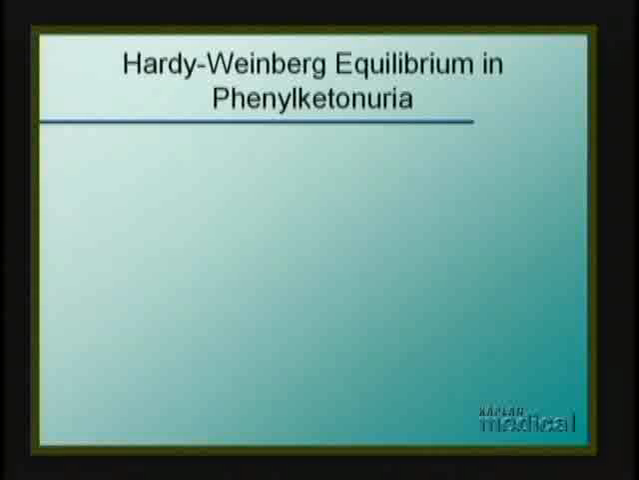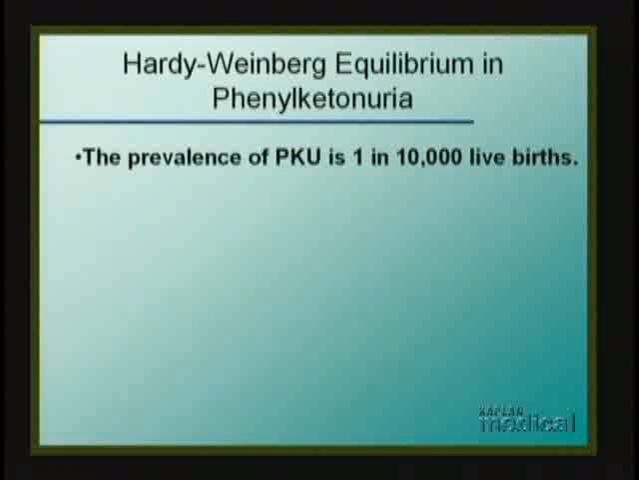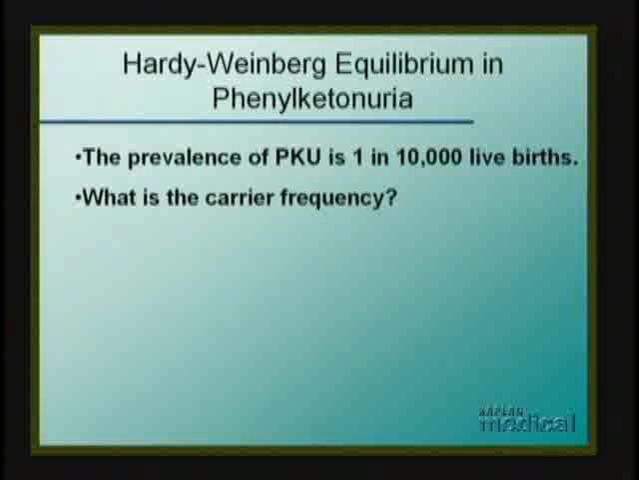In this first example, we're going to look at how we can apply this Hardy-Weinberg equation to the disease PKU, phenylketonuria. In the stem of the test question, they may tell you that the prevalence of PKU in a population is 1 in 10,000 live births. That means 1 in every 10,000 babies born has the disease PKU. The test question will ask, what is the carrier frequency for PKU in this population?